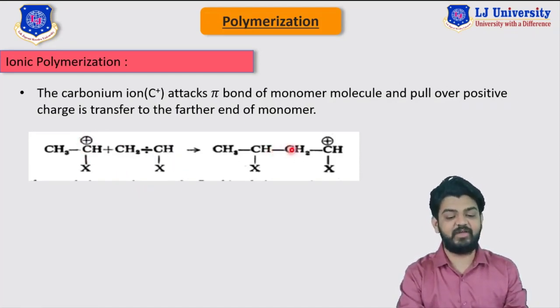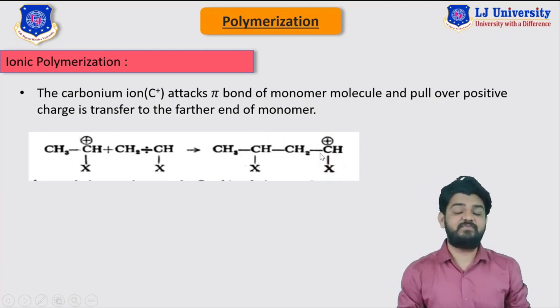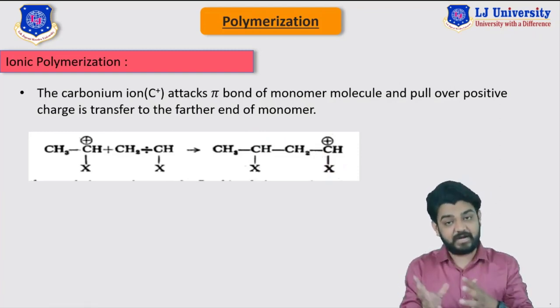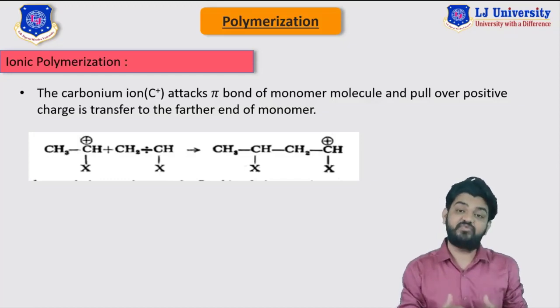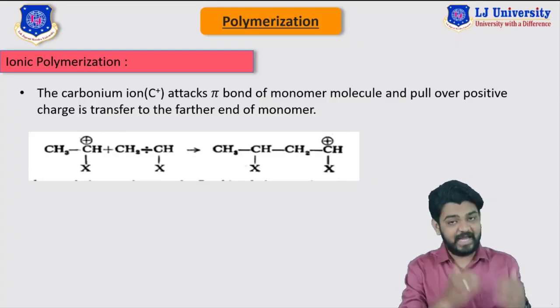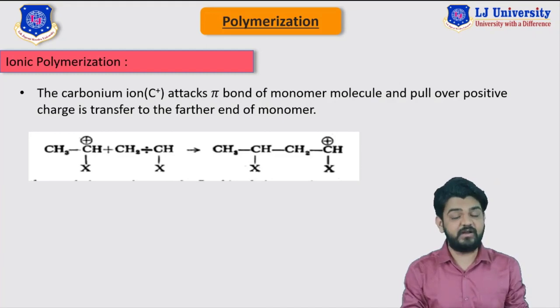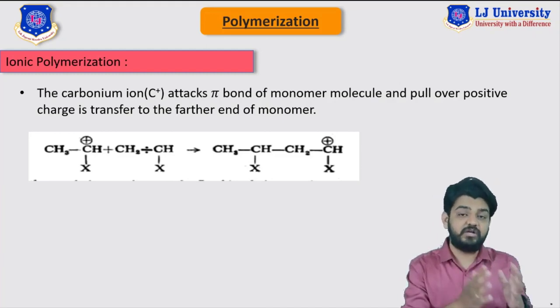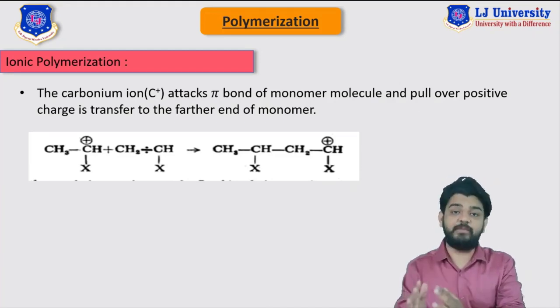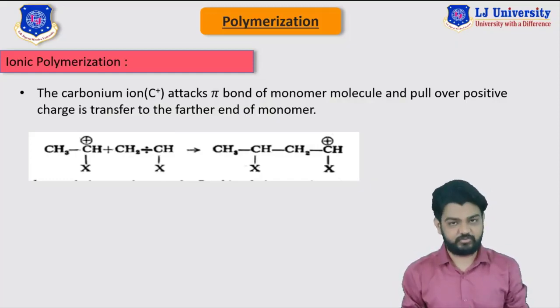You can see that here we have formed one sigma bond, and this charge is now transferred to the last carbon atom. Same as the previous case, where we were transferring a free radical to the last carbon, but in this case we are transferring ions, that is a positive ion or a negative ion, which we call a cation or anion. So in this ionic polymerization process, we transfer ions from the initiator to the last carbon of the polymer chain. This is what we are actually going to do in this ionic polymerization process.